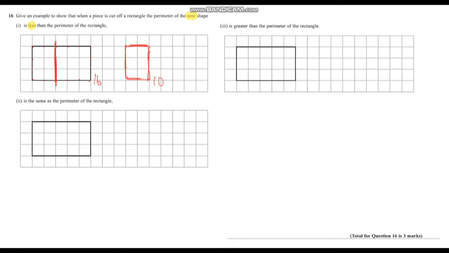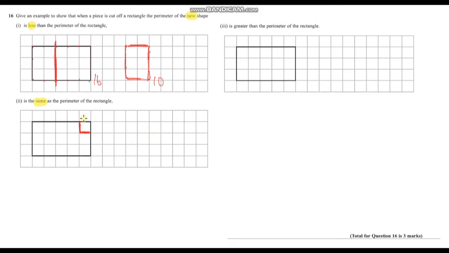Now for part II, we need to do the same thing. We're going to cut off a piece of the rectangle, but the perimeter of the new shape must be the same as the perimeter of the rectangle. Now this might sound quite tricky, but actually it's quite easy. What we could do is if we just cut off a corner, then that gives us a new shape where the perimeter is the same.